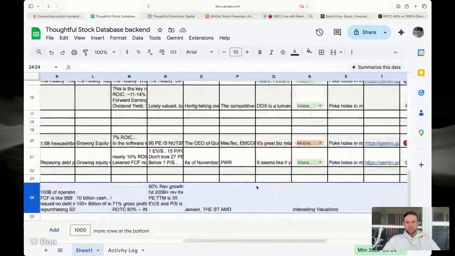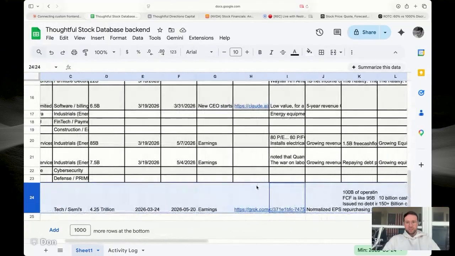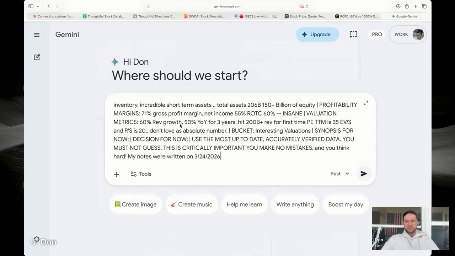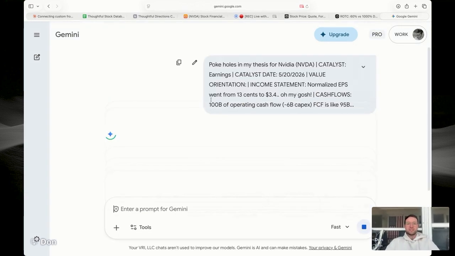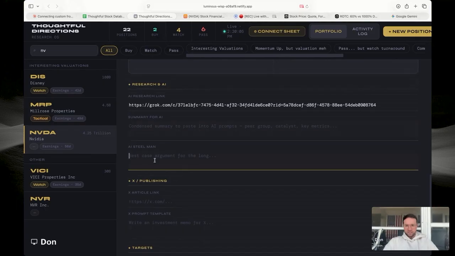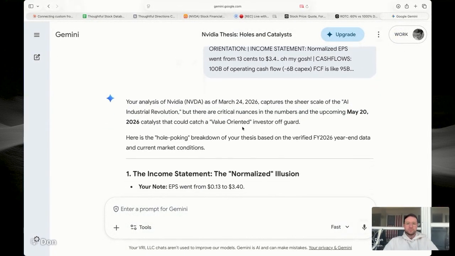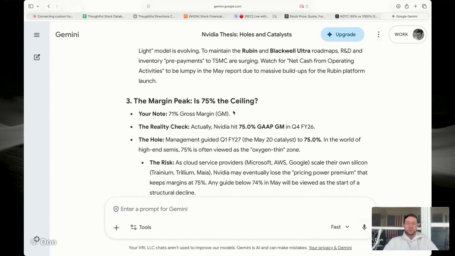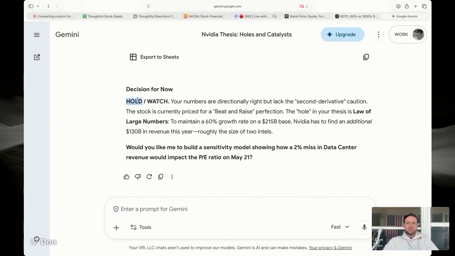And then this is pretty unique. So I built a formula in the sheet. So it takes all the notes and then puts into this prompt. Then I post that into Gemini. So then my Steelman link goes in here. And what this does is it's going to poke holes in the thesis. So it's telling me to hold watch.